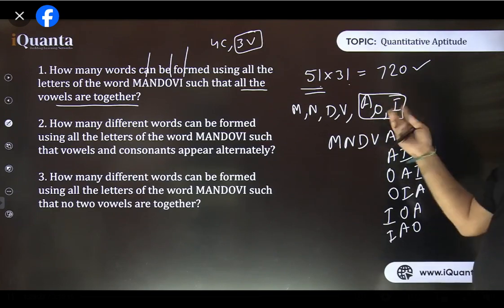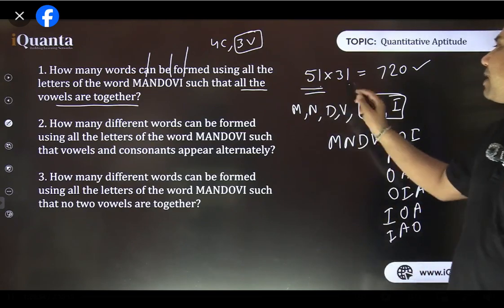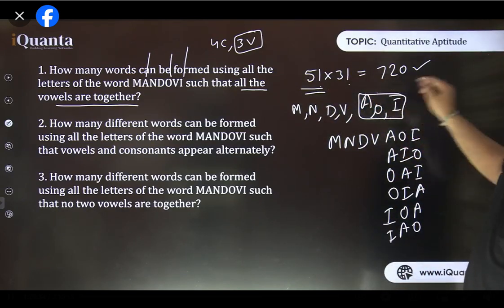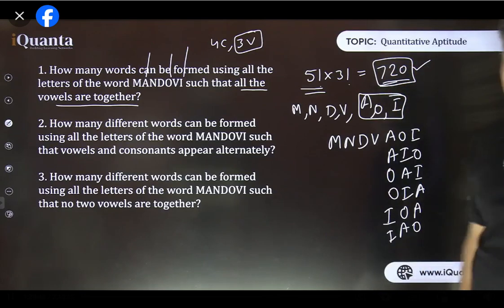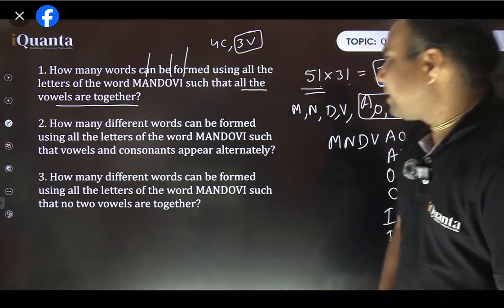So basically all the 3 factorial or 6 arrangements of these vowels will also be there for every case in 5 factorial. That's how we need to extra multiply with this 3 factorial. So 5 factorial into 3 factorial gives us 720. So this is the answer here. Is it clear? Okay, let's move to the next question now.